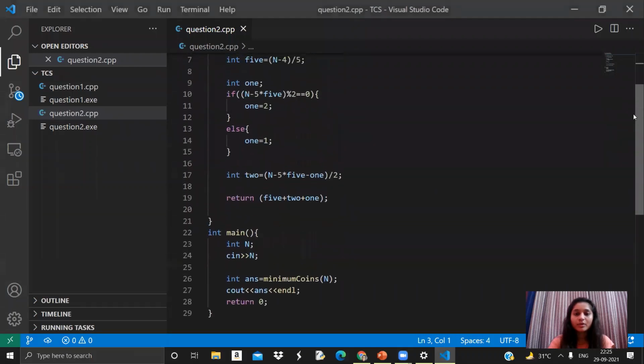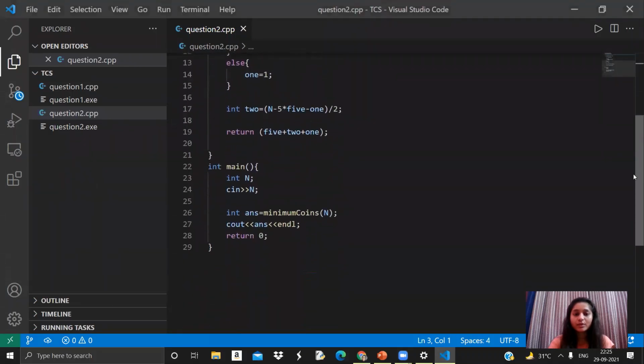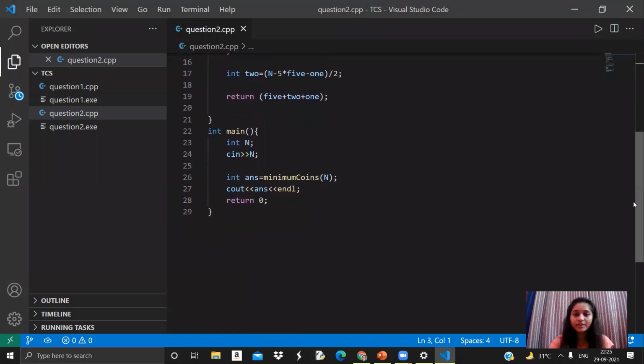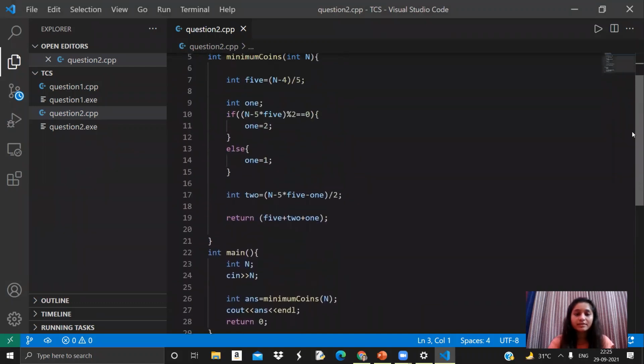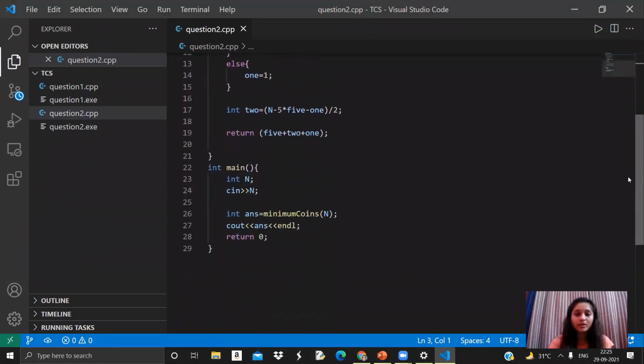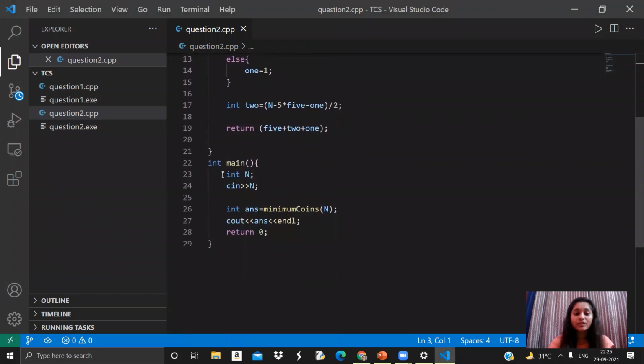So coming on to the code, this is our code for the previous question we were discussing. Let's discuss it one by one. What is happening here is, first of all, I have taken the input n, and I have taken that input with the help of cin in C++. You can use whatever your language has.